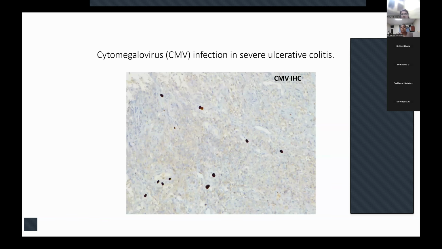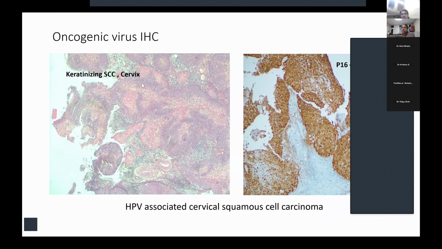Again, an example of a keratinizing squamous cell carcinoma of the cervix. The application of the surrogate marker for the high-risk HPV, that is P16, was diffusely block positive in this case. That means to say that it was diffusely and strongly positive in the cytoplasm and the nucleus. That is what is called the block positivity in more than 70% of the tumor cells. And so this was subtyped as an HPV-associated cervical squamous cell carcinoma.